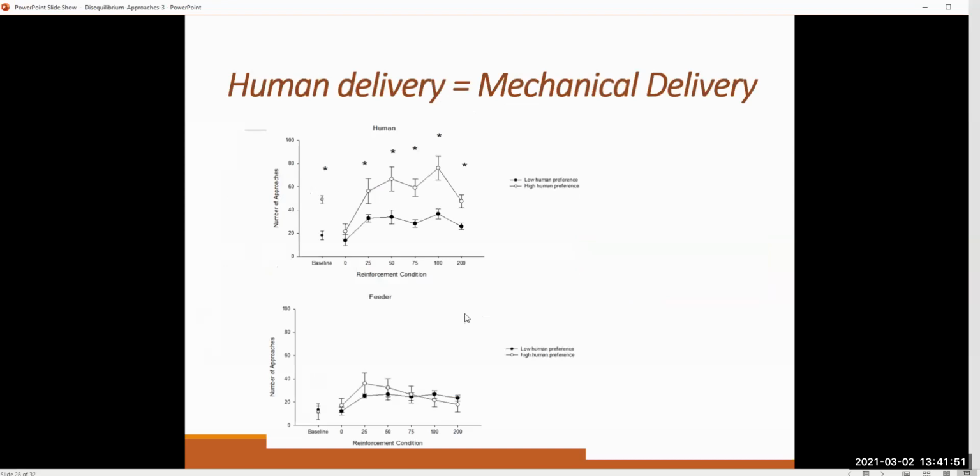What we found was that overall, they did more approaches to the human than they did the feeder. Here are human and feeder results. Here's our high human preference and our low human preference. Here is the bliss point for the human, high human. Here's the bliss point for the low human. Are they different? You betcha, they're different. They both follow their bliss point somewhat. Right? Again, it's always noisy in data, but they certainly don't look alike.